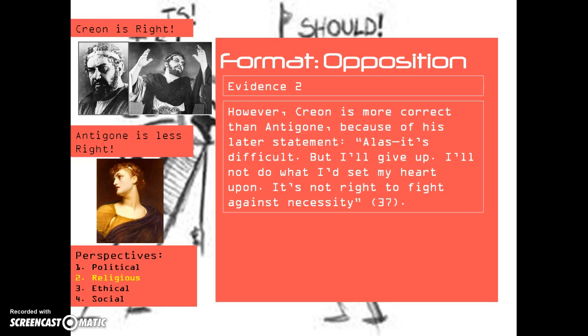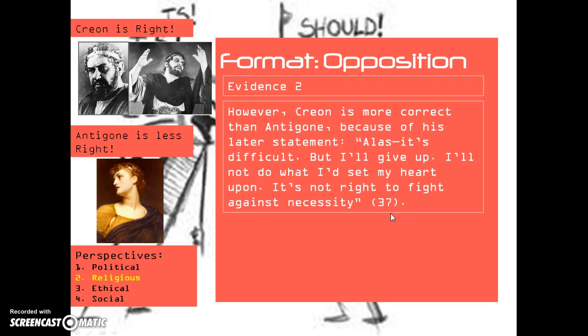So I write, however, Creon is more correct than Antigone because of his later statement, "Alas, it's difficult, but I'll give up. I'll not do what I'd set my heart upon. It's not right to fight against necessity." 37. So here I have my transition and I have my tag phrase. I explain to my readers that this quote is going to show how Creon is more correct than Antigone. I have my quote and then I have my page number.